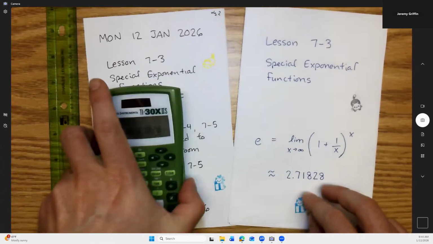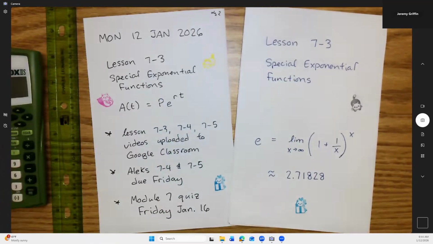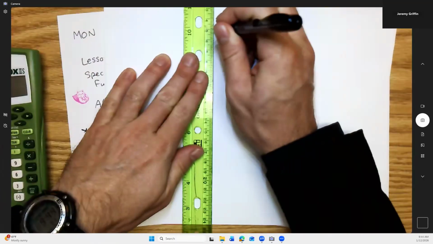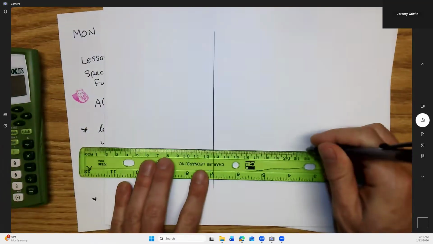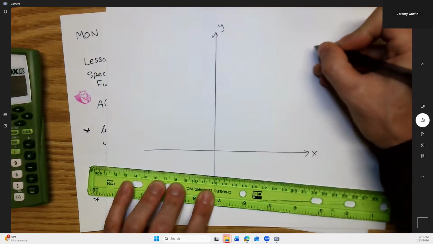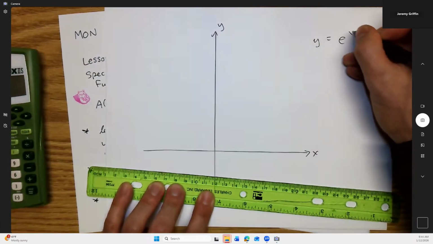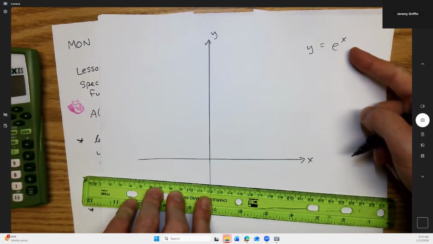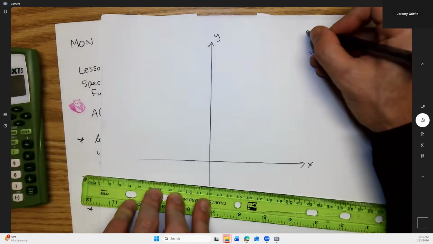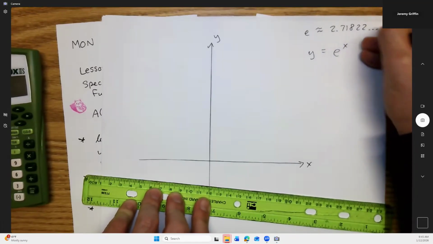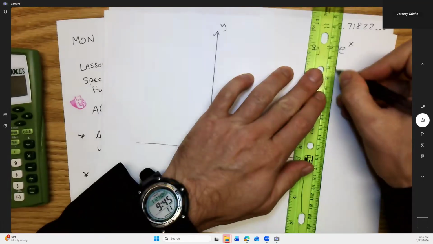But what is this good for? Let me show you a couple of things that are really cool about this character e. First, if I graph, very simply, y equals e to the x, let's do that. Y-axis, x-axis. Let's do y equals e to the power of x. This is exponential, isn't it? x is in the exponent. It just has a very special base, e, which is approximately 2.71828, and so on.